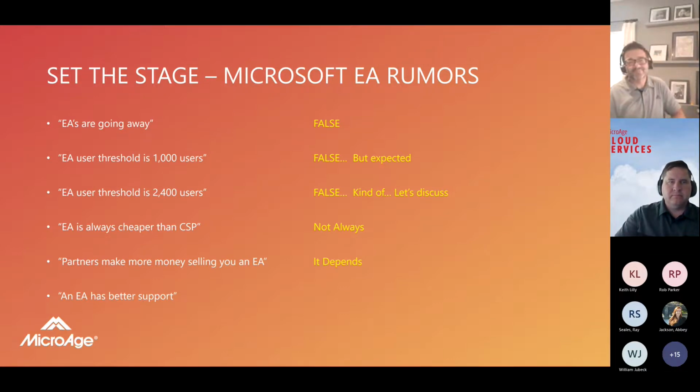Another rumor is that an EA has better support, and that's not always the case either. EAs do offer support, and the support program you enter into can impact things like SLA. But it depends on what you're looking for in a support partner more than anything else, because when it comes to Microsoft, they are very limited in the level of relationship focus that they have with a lot of clients out there. And when you talk about CSPs and CSP partners, they pride themselves on the relationship focus when it comes to support. So it really depends on what you're looking for there.